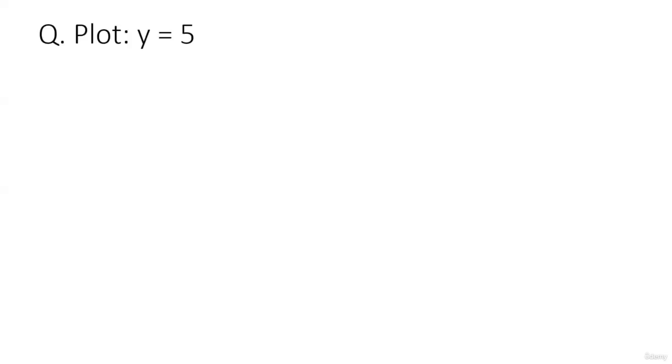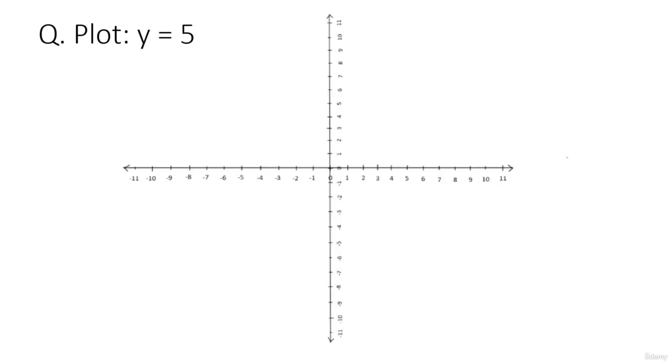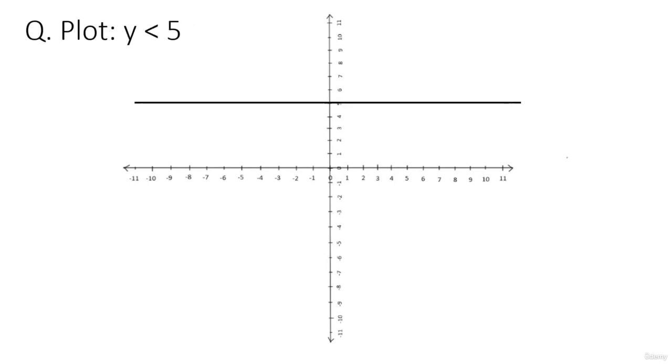Let's start. When we are asked to plot y is equal to 5, we have learned in coordinate geometry that y is equal to 5 represents a line parallel to the x-axis, something like this, isn't it? Now, the next part is, I'll be asking you how to plot y less than 5. Guys, understand, what does the inequality y less than 5 mean?